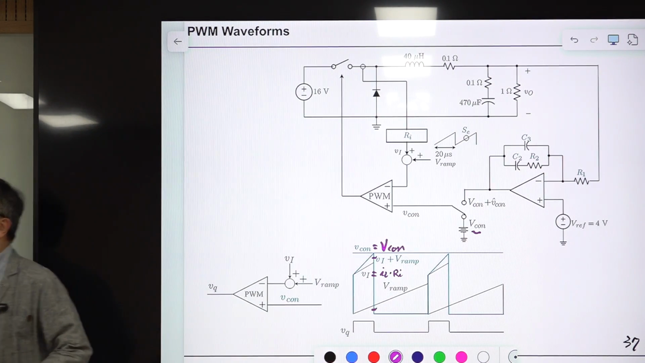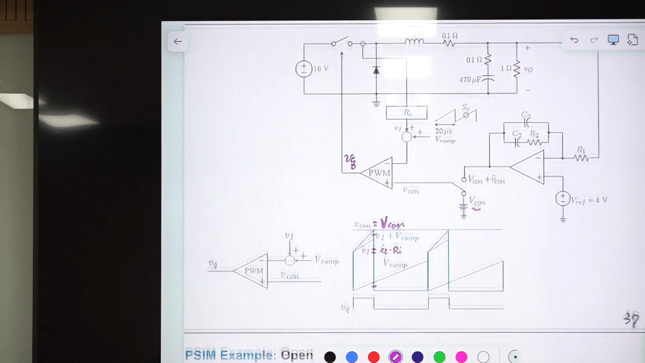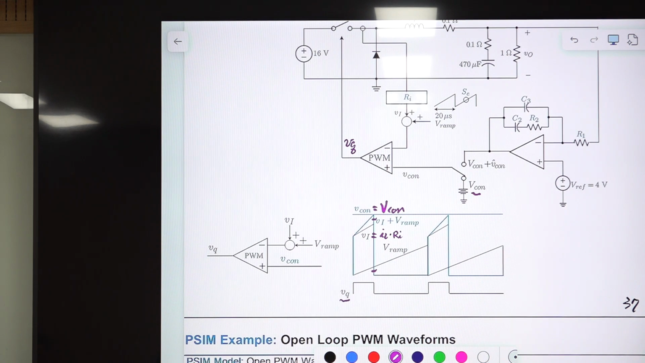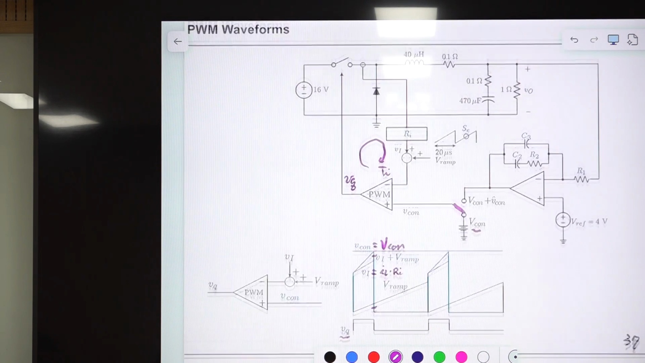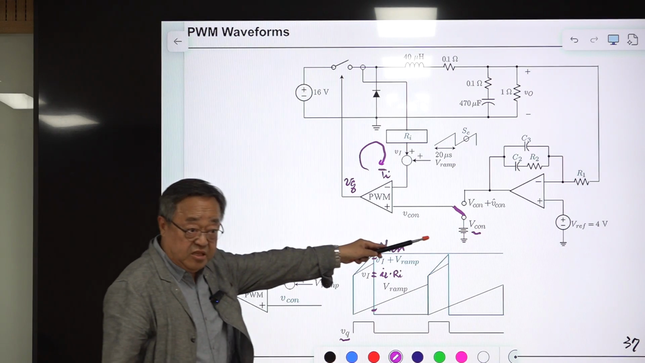This is the graphical analysis, and I did one simulation. The output of this is the VQ switch drive signal, which is shown here. And this is, again, the current loop, and the switch is connected to DC. When you are talking about the current loop, this should be DC, like this.